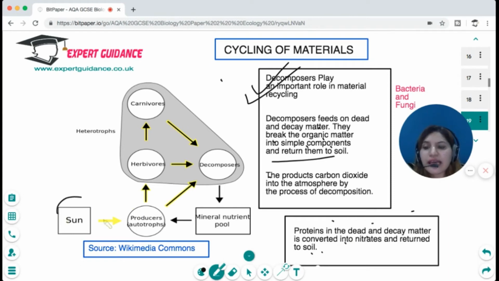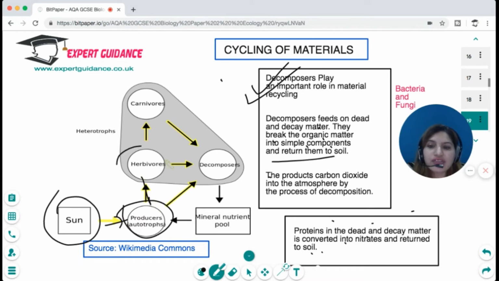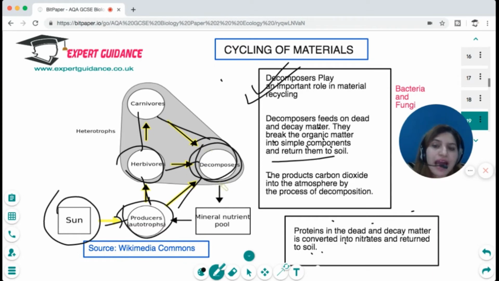So you can see the sun is the principal source of energy, which is giving the energy to the producers. Producers give the energy to the herbivores and carnivores, and as all of them die, it is the decomposers which break them down and return the mineral nutrient pool back into the soil, which goes to the producers.